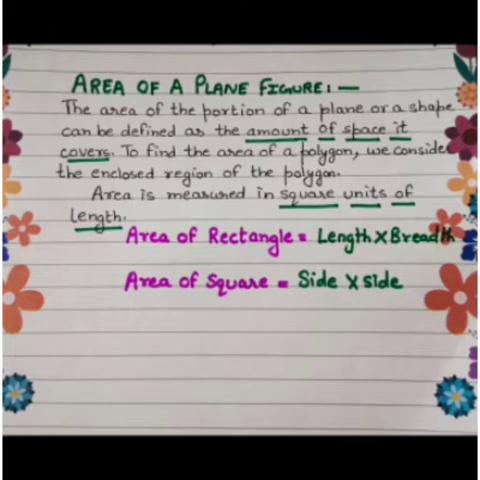The area of the portion of a plane or a shape can be defined as the amount of space it covers. To find the area of a polygon, we consider the enclosed region of the polygon. Area is measured in square units of length. Area of rectangle is equal to length multiply breadth and area of square is equal to side multiply side.